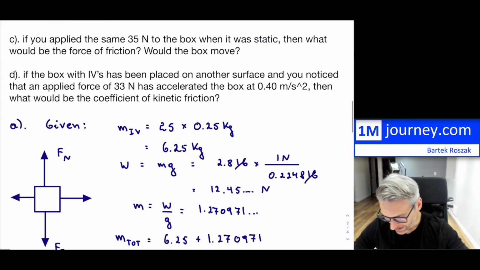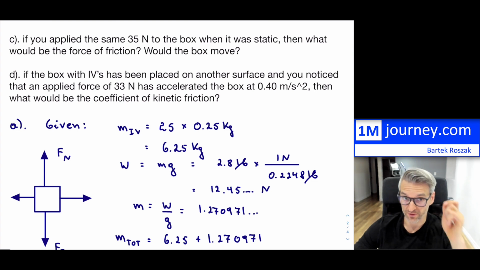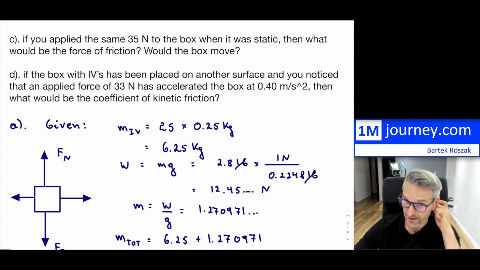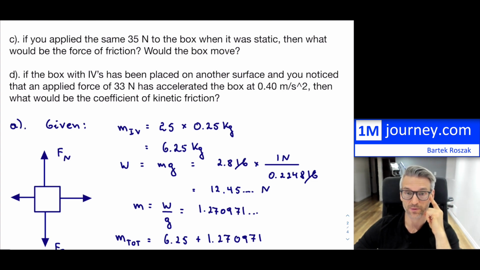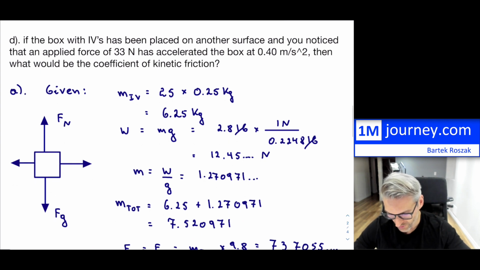Now for part D, if the box with IVs has been placed on another surface, and you notice that an applied force of 33 newtons has accelerated the box at 0.4 meters per second squared, then what would be the coefficient of kinetic friction? Here, we're not exactly moving at a constant speed, but let's assume that we are going to be able to find that coefficient of kinetic friction.